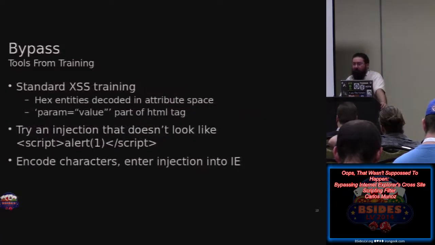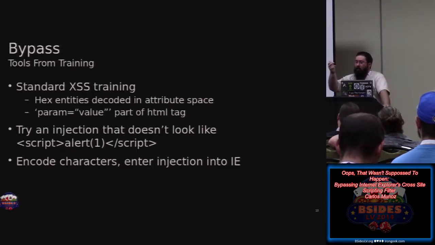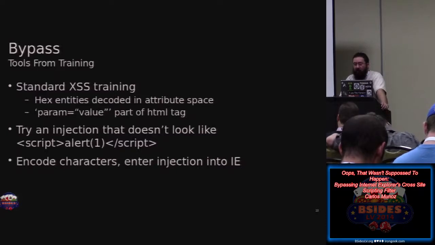As part of the standard training at White Hat for cross-site scripting, we learned that in attribute space, hexadecimal encoded entities are automatically decoded by the browser. So, for the two of you who do not know what that is, inside the definition of an HTML element, you have the angle brackets, the HTML element name, and then all the various aspects of that. And when we talk about landing in attribute space, we're usually talking about an injection landing somewhere in the value part of the parameter equals value pair.